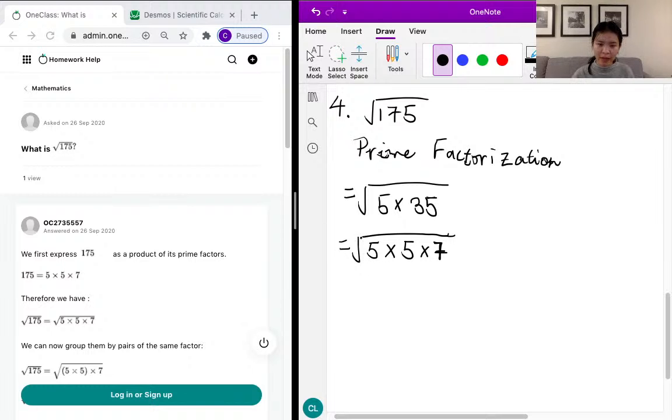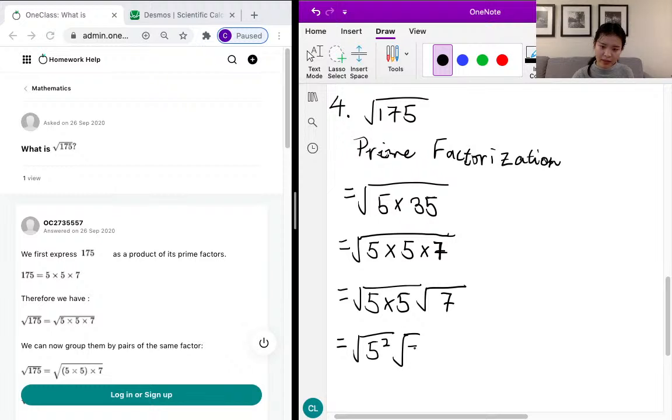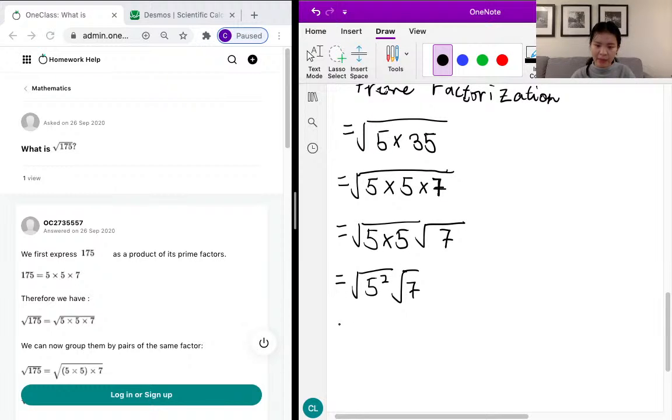So right here, we complete our prime factorization process, and now we can simplify this radical. So we just separate the radical sign. This is the same in value as the previous expression. And we know that 5 times 5 is 5 squared. So we have 5 squared times root 7. And the square root of 5 squared, which is the square root of 25, is just 5.